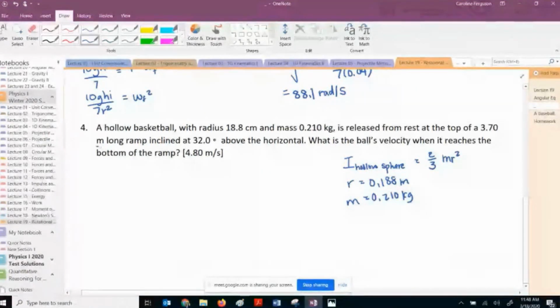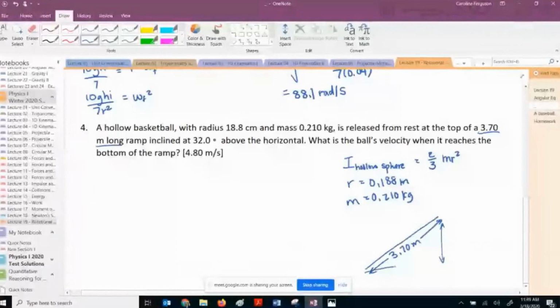So be very careful, because sometimes it tells you that it's released from rest with an initial height of 3.7 meters, or from a 3.7 meter high ramp. But this is a 3.7 meter long ramp, so that means this length is 3.7. Whereas if it said it was a 3.7 meter high ramp, it would be referring to the height over here. So we need to find out what that height is.